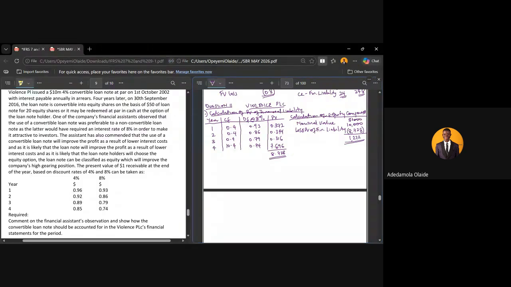Since the bond is not held for trading, it is not designated to be fair value through statement of profit or loss, we go ahead to what? We go ahead to use the amortization method to account for it. So we'll show our amortization schedule.